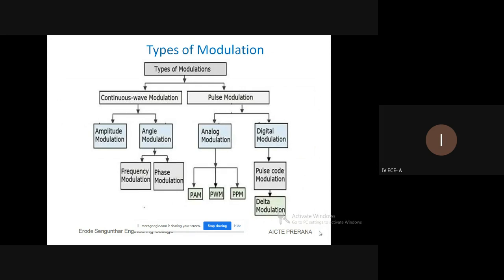This is a tree diagram for your types of modulation. The modulation is classified into two types. The first one is continuous wave modulation. The second one is pulse modulation. Under continuous wave modulation, it is classified into amplitude modulation and angle modulation. Further, angle modulation is classified into frequency modulation and phase modulation. Whereas pulse modulation is classified into analog modulation and digital modulation. PAM, PWM, and PPM come under analog modulation, whereas pulse code modulation and delta modulation come under digital modulation. These are the types of modulation.